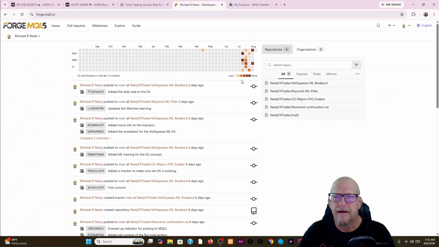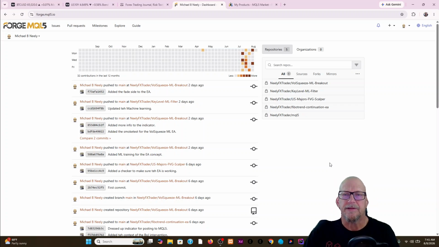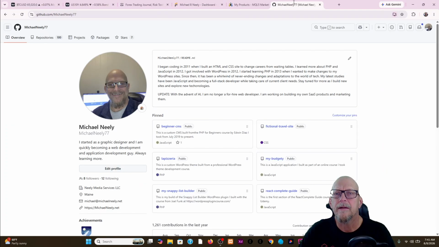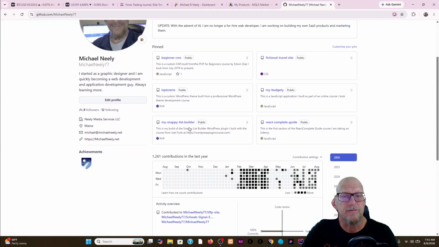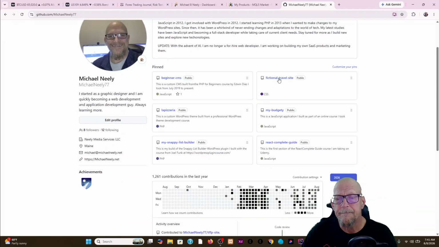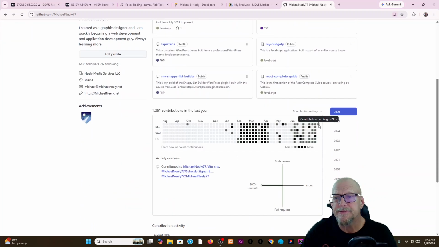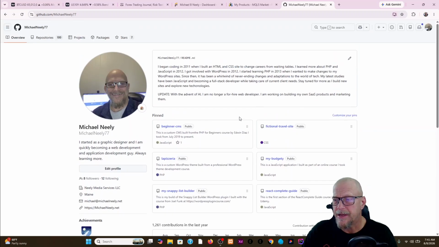We also, if you can see, I've been hard at work on some other things. It's Algo Forge right there, provided by MQL5. If you have ever seen GitHub, then that is something you'll know, and something I'm super excited about. I am also Michael Neely 77, and this is my latest repo. I've got 2 contributions this morning on the 9th. And my repos are right over here.